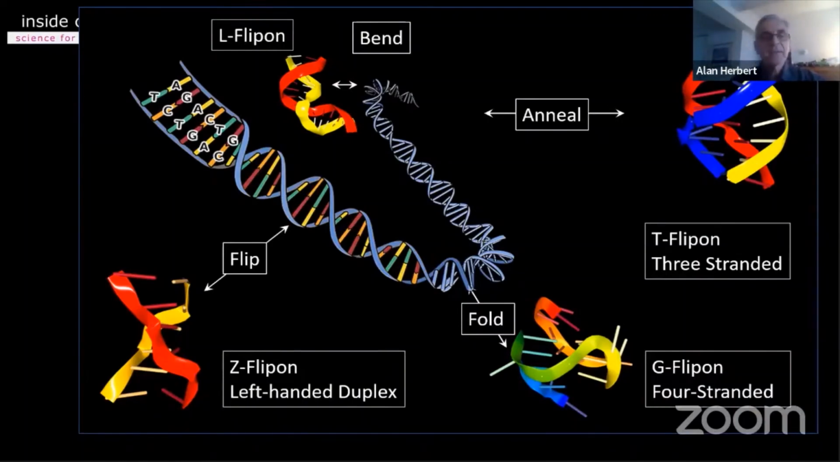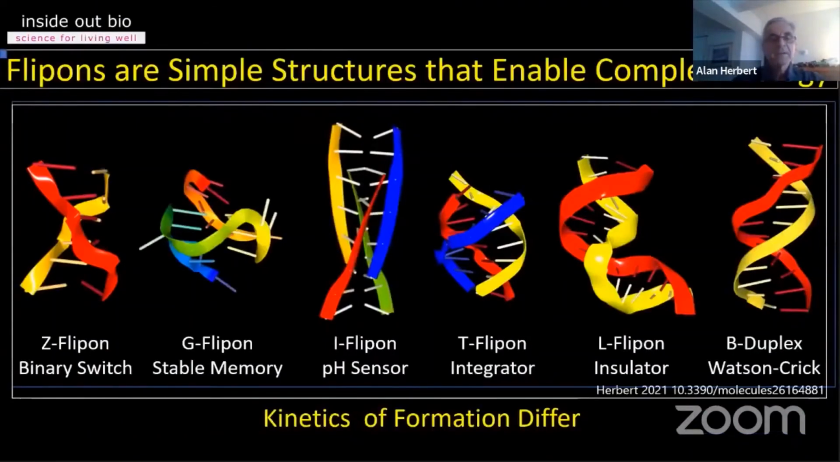And the question always has been, what does nature do with this potential diversity and this potential variation? So here are some potential roles that nature can use these different conformations for. With ZDNA, clearly it's a binary switch, B to Z to B to Z to B to Z. You can switch on and off a number of things, and I'll give you some examples later on.